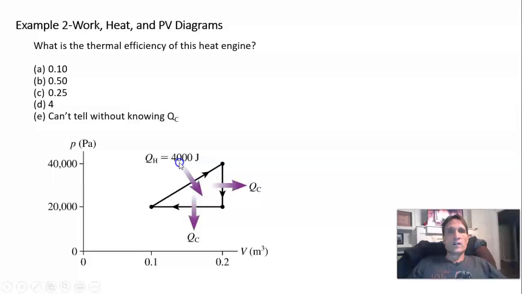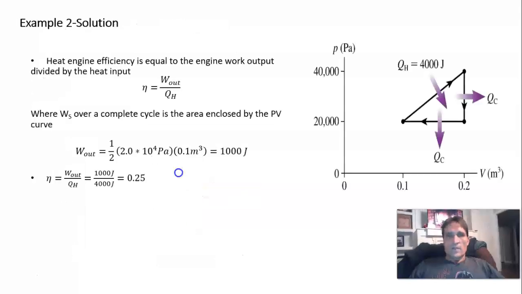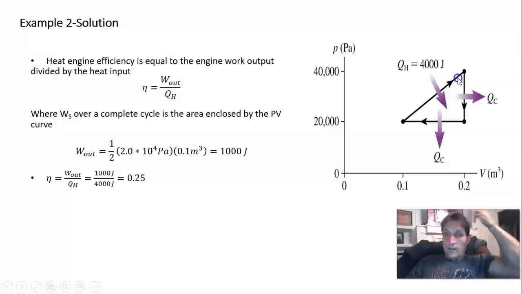Okay, and so what we need to calculate is first, what is the work? And then we need to divide by QH to get the efficiency. So let's do that. Remember, for a closed cycle, like a heat engine or a refrigerator, the work output for a heat engine or the work input for a refrigerator is just the area enclosed by the loop here.